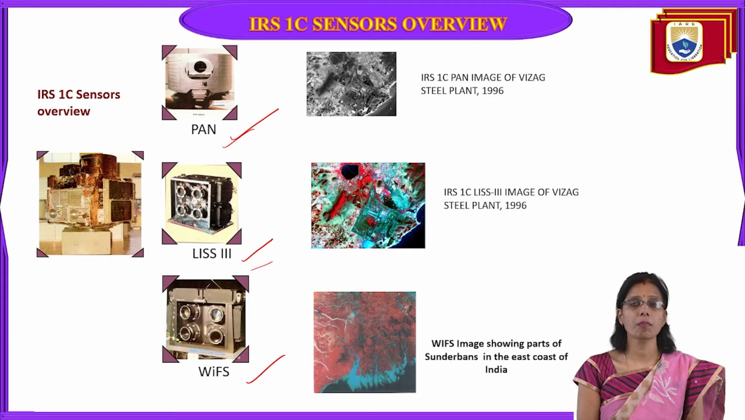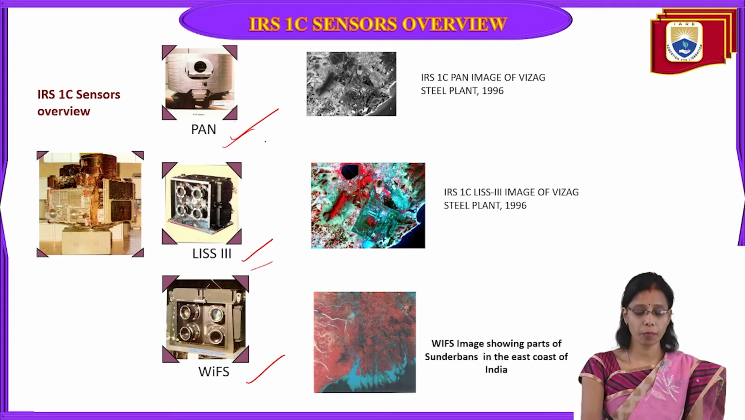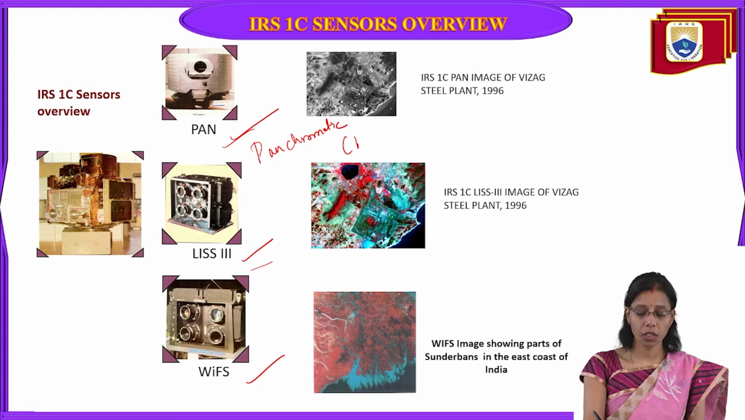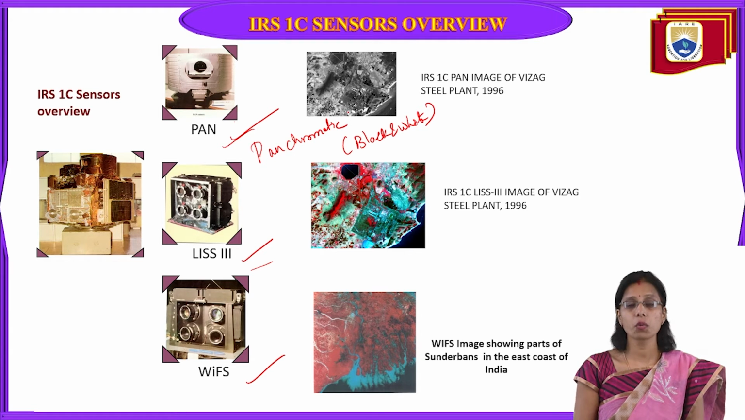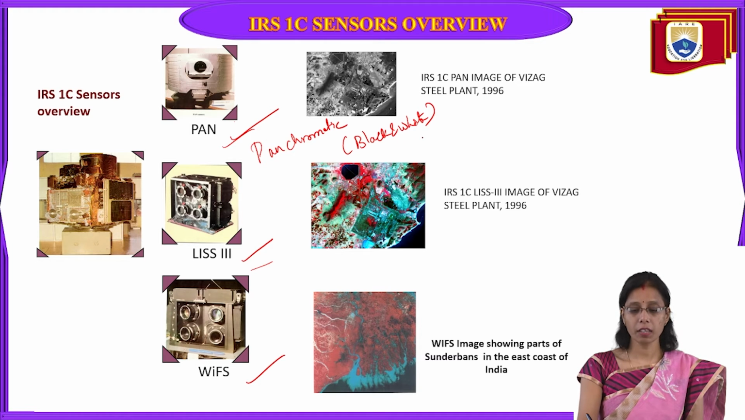Like we have PAN. Pan means panchromatic, which gives you the image in black and white. So this image won't be a color image. It will always give you single band information, in panchromatic black and white. Now, this is the IRS PAN image of the Vizag steel plant.